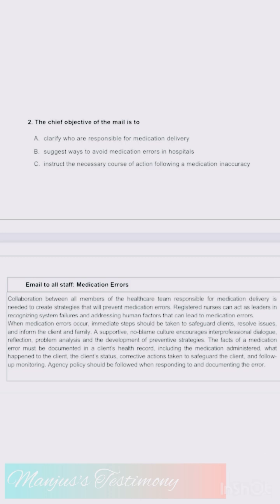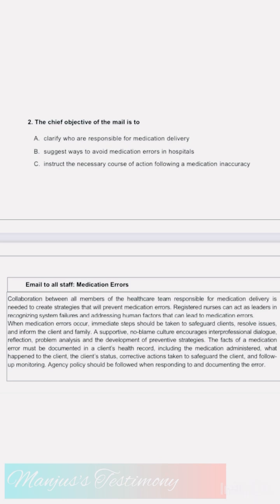First, we read the first option: clarify who is responsible for medication delivery. We have seen a sentence from the text that registered nurses can act as leaders in recognizing system failure and addressing human factors that can lead to medication errors. That is only one sentence, and we cannot say that the entire email is saying who is responsible, or that nurses are responsible for medication delivery. It is only one sentence that says nurses can act, right? So by that sentence itself we can easily eliminate the first option as not the right answer.